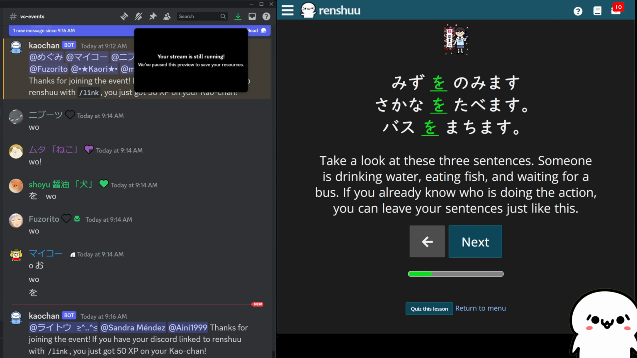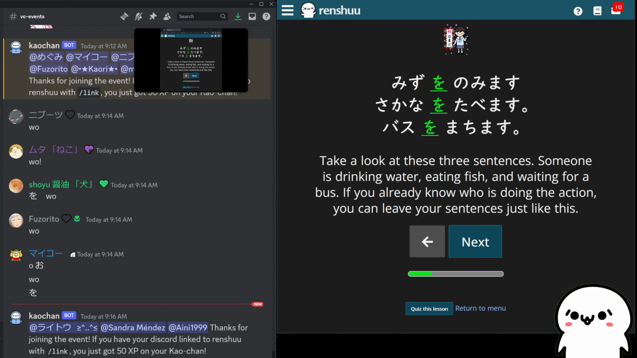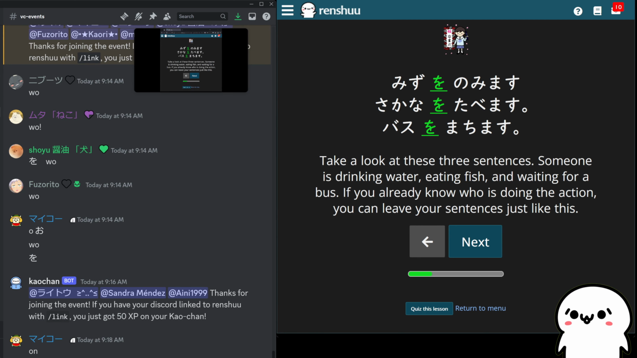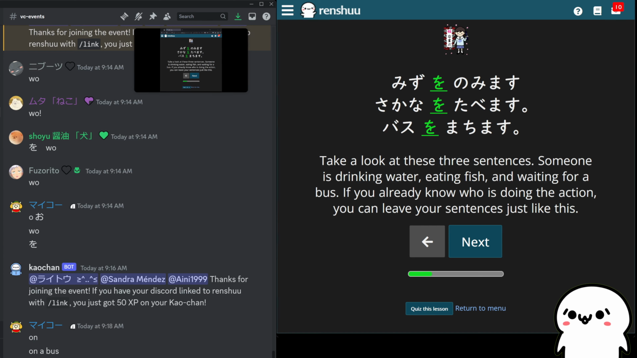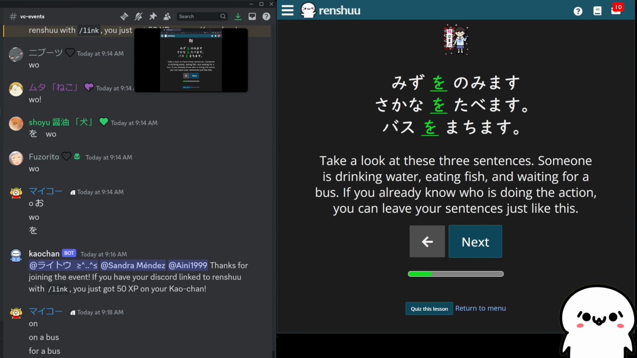Now listen to the third one. Basu o machimasu. I wait on a bus, or I wait for a bus. All of a sudden, we have these extra words. In this third sentence, what do we hear? You can hear on, on a bus, as in I'm waiting on a bus. You can also hear for a bus. I'm waiting for a bus.